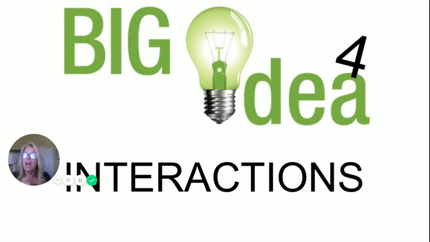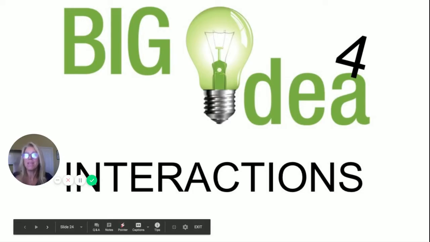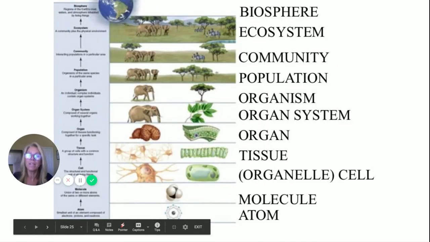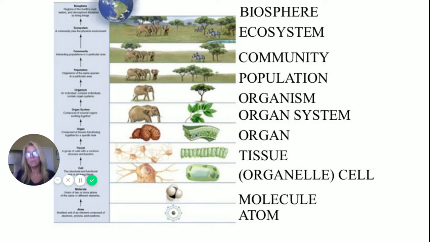So we could talk about how one cell interacts with another cell. Again, you can level it up each time into tissues and organ systems. So here, going back to our first big idea, living things are organized, made of cells. So let's look at all the levels of organization.